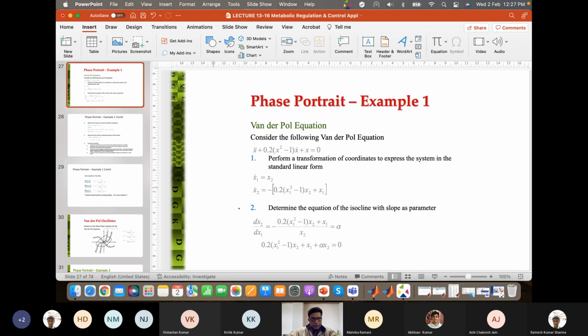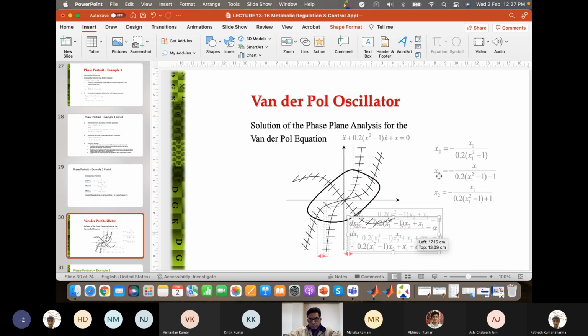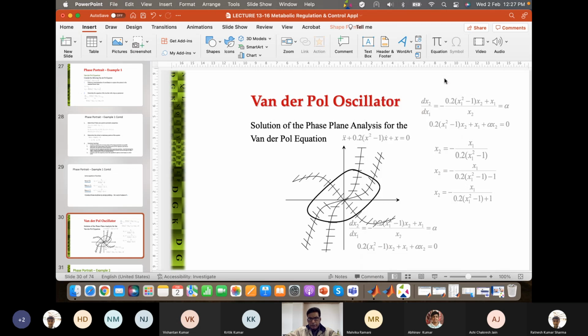How do I bring back this one? Okay. So I'm going to take this equation also, Control C, and bring it there. It's important for you to see this equation. Okay. So all of you can see this equation also. Now you see here, this is the equation of the isocline.